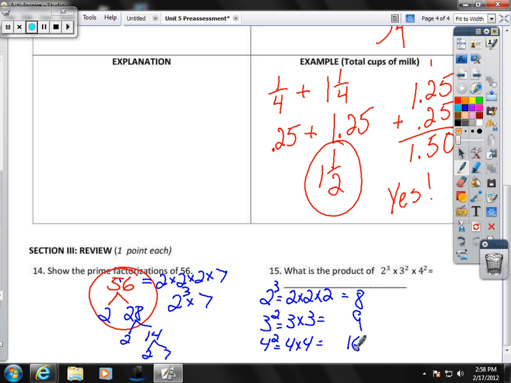But I'm not done yet. Now, because I'm multiplying here and here, I have to multiply 8 times 9 times 16.